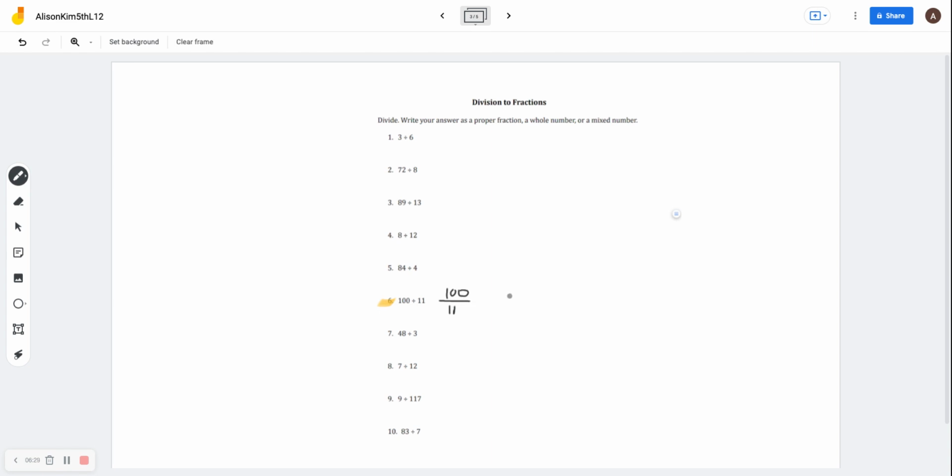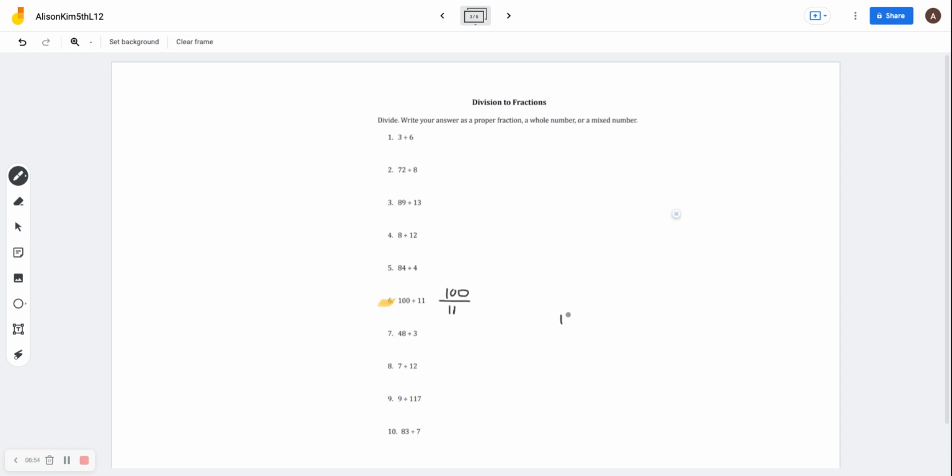So the numerator is always the number that's being divided, and the denominator is always going to be the number that's going to divide into the numerator. So 100 over 11 is one of your correct answers, which is in this case improper, and we can also find the mixed number.